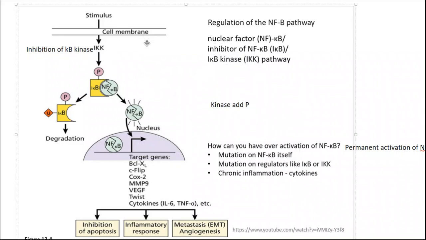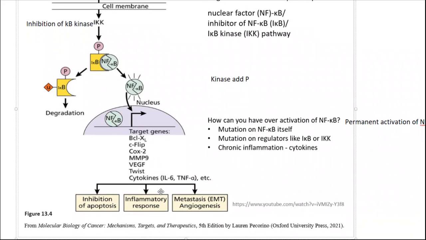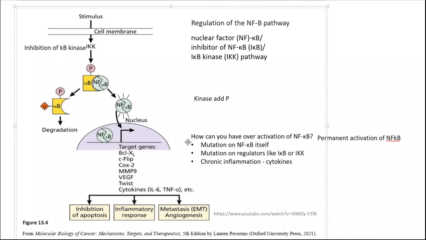There's some stimulus which activates IKK, the inhibitor of kappa B kinase. A kinase adds phosphates, so it phosphorylates IkB, and once phosphorylated, they split, releasing NF-kappa B, which goes into the nucleus and starts making different proteins that are not good for us: inhibition of apoptosis, inflammatory response, metastasis, epithelial to mesenchymal transition, angiogenesis, etc. So you can have overactivation of NF-kappa B, mutation of NF-kappa B itself or its regulators, or chronic inflammation, so it goes through this process too much.